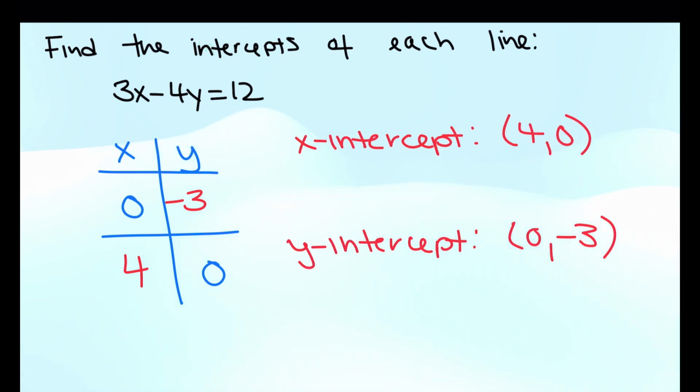Finally, when we write intercepts, we frequently list them as ordered pairs. So the x-intercept, we solve for x, that would be the point (4, 0). We plug 0 in for y. The y-intercept was 0, negative 3, so we'll write that as the ordered pair (0, -3).